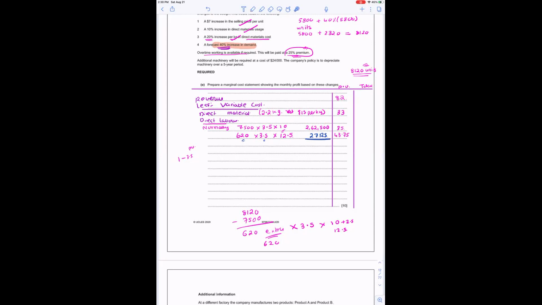262,500. Okay. Plus 27,125. 2,62,500 plus 27,125. It is giving me 2,89,625. It will not be wise to show direct labor in per unit because it is different per units. Okay, so I'm just showing the total over here. Now I will easily get my contribution.